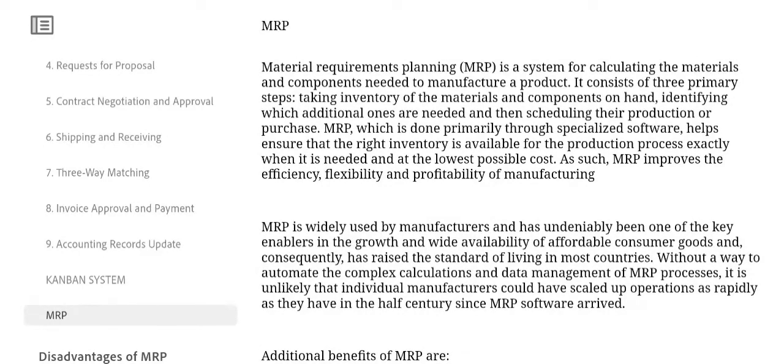Now MRP is widely used by manufacturers because this is a very interesting thing. You have some inventory in your hand, so you should not buy other inventories. Okay, so that thing is MRP, which is what? Material requirement planning. Whatever material you require, you just plan to buy it.